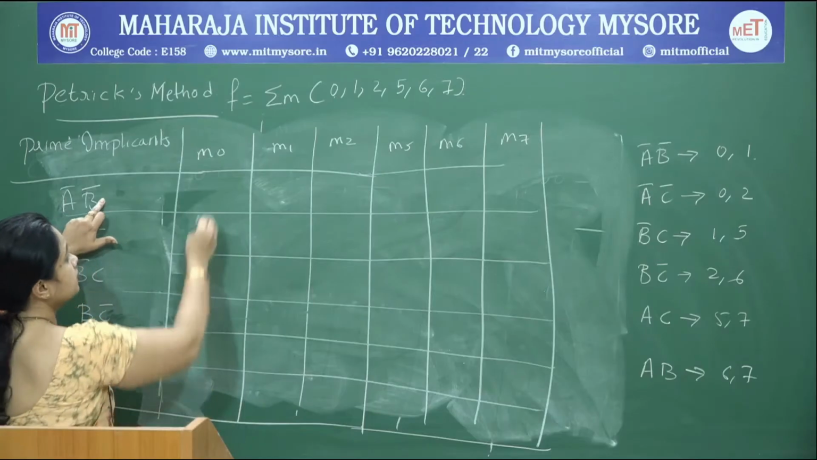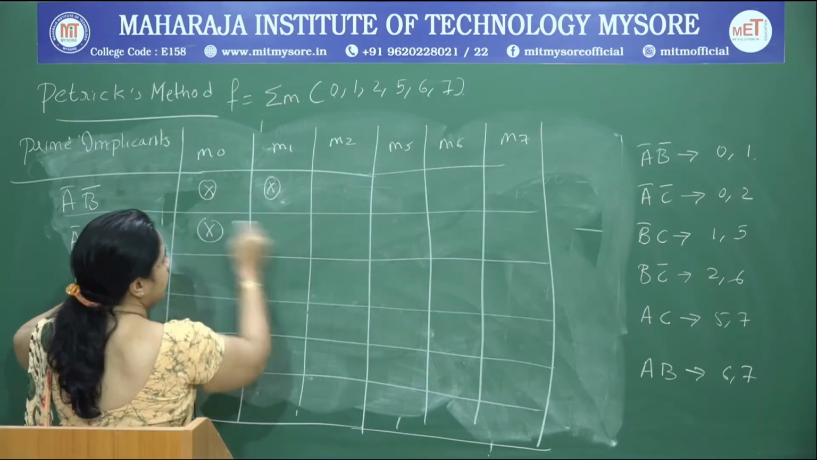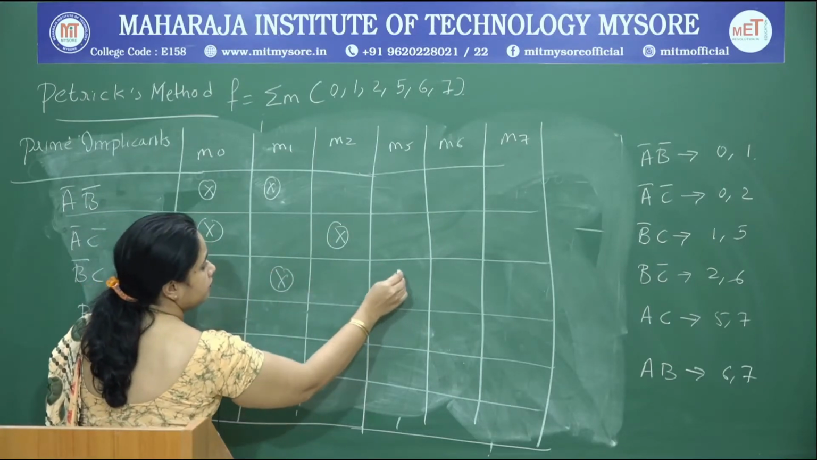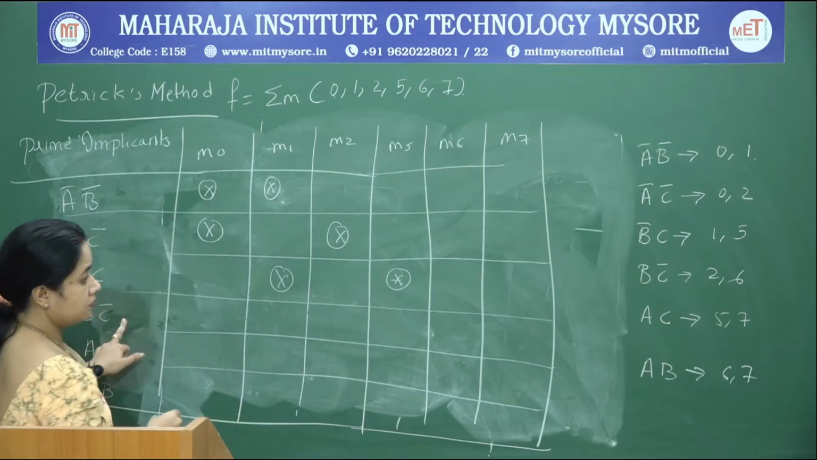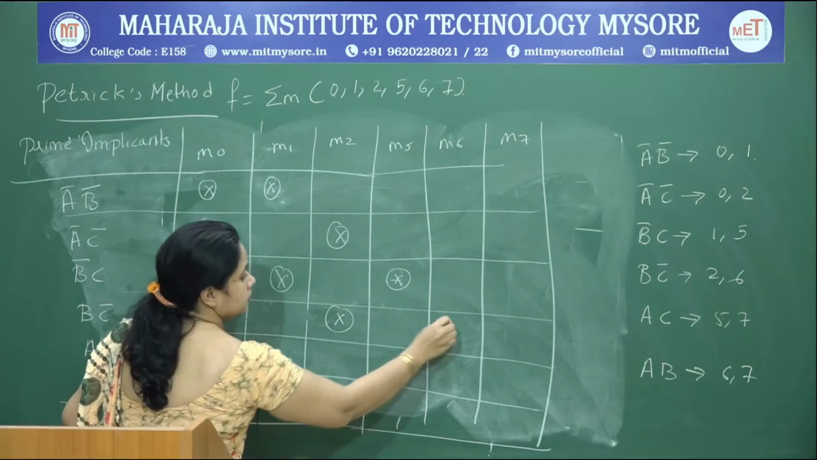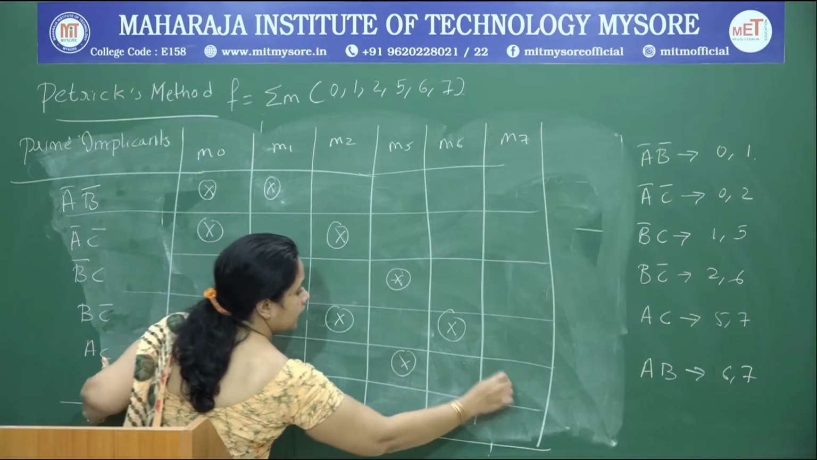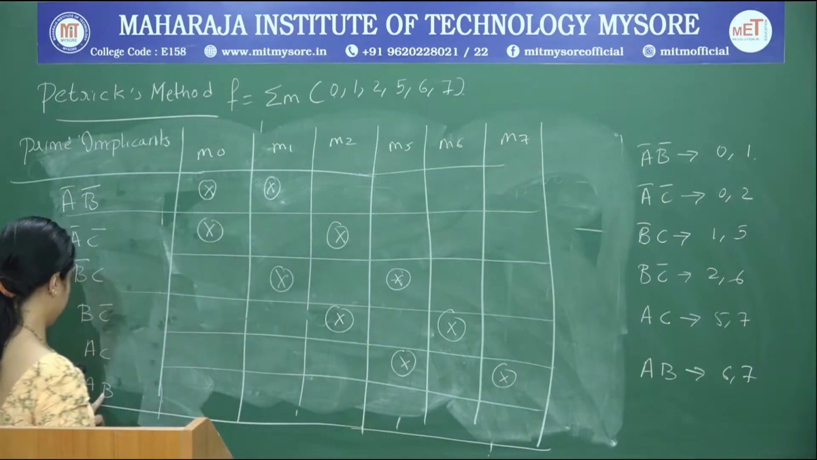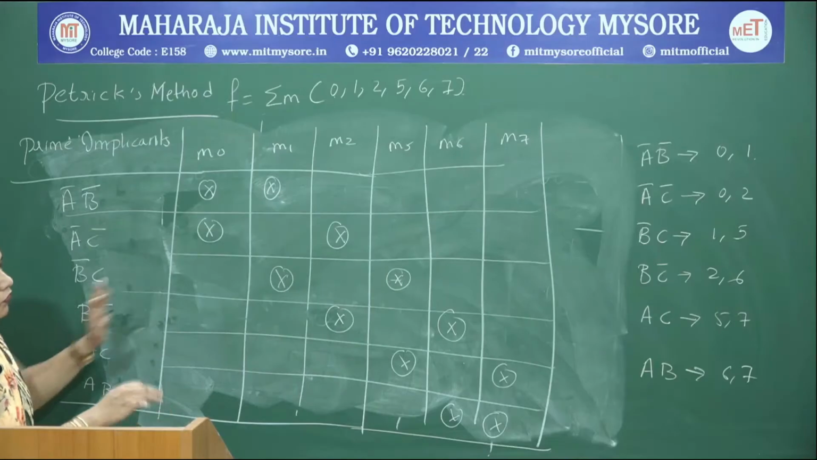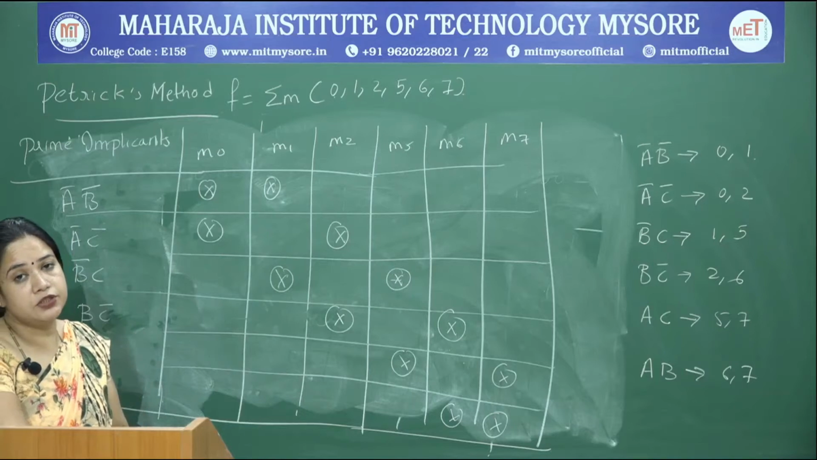so for this prime implicant we have minterms 0 and 1. For the second prime implicant we have 0 and 2. Third prime implicant we have 1 and 5. And for B, C bar we have 2 and 6. For AC we have 5 and 7. And for AB we have 6 and 7. Now if you were not to apply Patrick's method, we will use trial and error method, and we will see we will end up with two solutions.